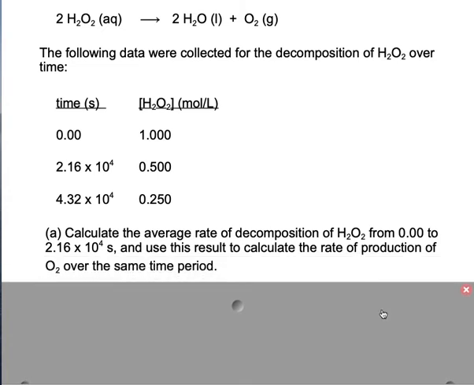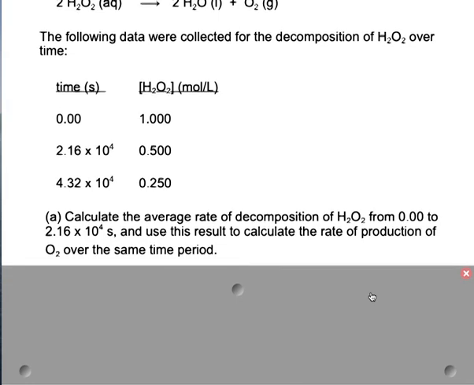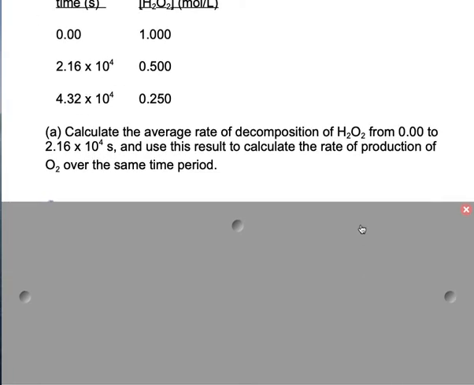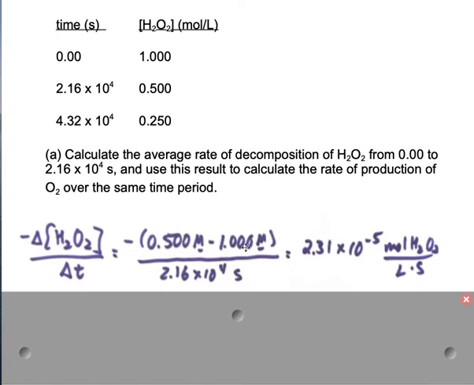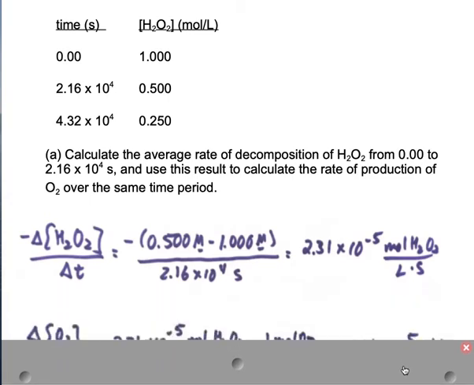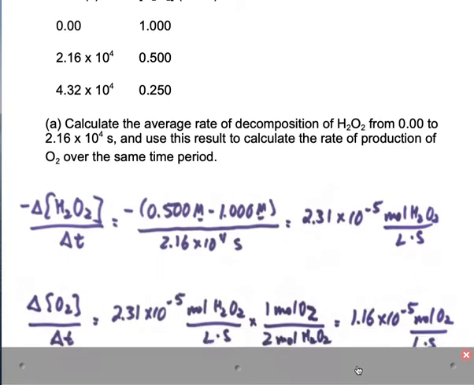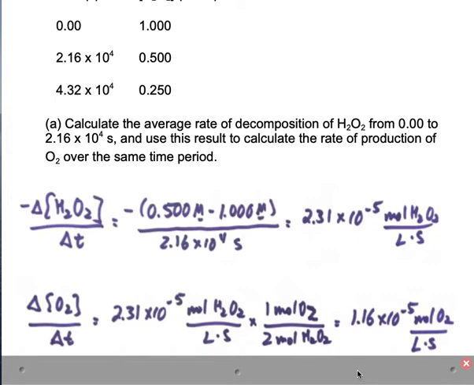So let's calculate the average rate of decomposition of hydrogen peroxide for the first time interval and use that result to calculate the rate at which oxygen is being produced. So once again, I will subtract my initial concentration from my final concentration, divide by time. That gives me 2.31 times 10 to the negative 5th moles of hydrogen peroxide per liter per second. And to calculate the rate of production of O2, again, I'll take the rate of consumption of hydrogen peroxide and multiply by a mole ratio.